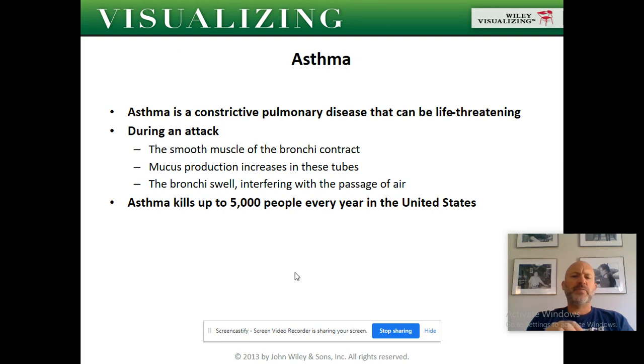Asthma is a constrictive pulmonary disease that happens as a result of some type of irritant or allergen that is having a negative effect on the smooth muscles of the bronchioles, right? So mucus will again begin to increase in production, and then the bronchioles swell, and that interferes with the passage of the air.